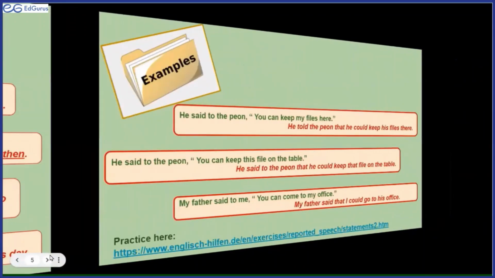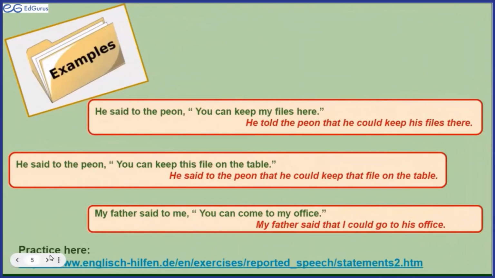He said to the peon, you can keep my files here. He told the peon that he could keep his files there. Right, here is changed into there. He said to the peon, you can keep this file on the table. He said to the peon that he could keep that file on the table. Right. My father said to me, you can come to my office. My father said that I could go to his office.